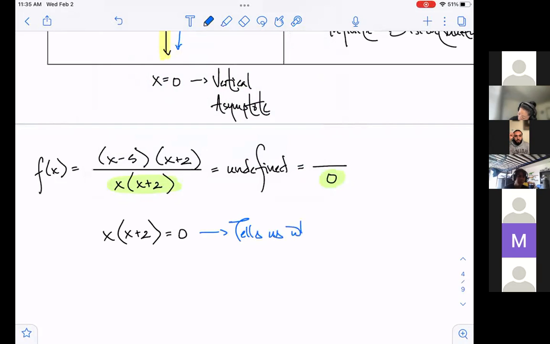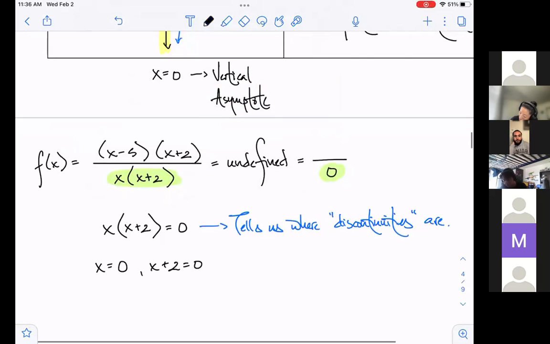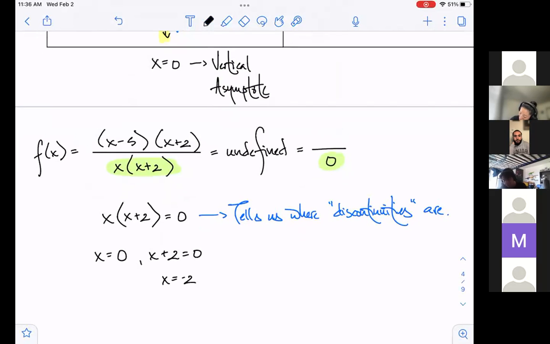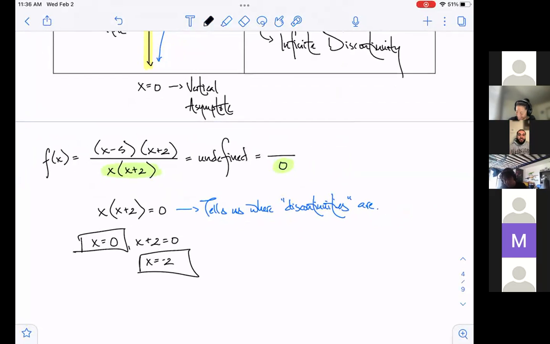Tells us where the discontinuities are. Okay, and so we do our little equation solving. We get x equals 0 and we get x plus 2 equals 0. So the two places where we have a problem are x equals 0 and x equals -2. Does that make more sense? Way better. Okay, yeah, it clicked. Great, thank you.